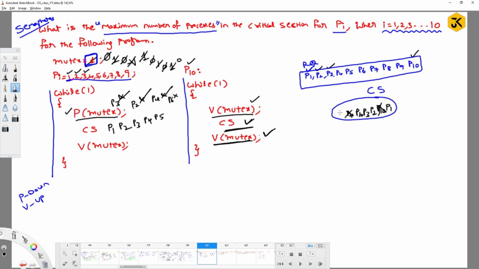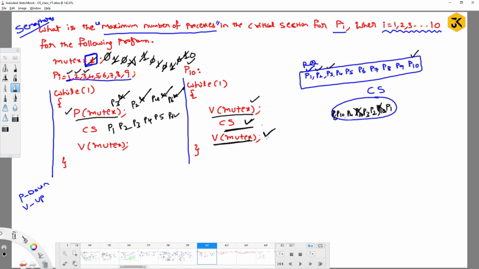Now P10 will try to enter again, right? So here you have to think this is not P4, it's a mistaken cross mark. P4 is there, P10 wants to come out, P4 allowed, then P10 is entered. When P10 is entered, it will increment its value by 1. Good. Now P6 is allowed, yes, by decrementing its value. Now P6 is in the critical section. Guys, hope you understood the analysis so far.